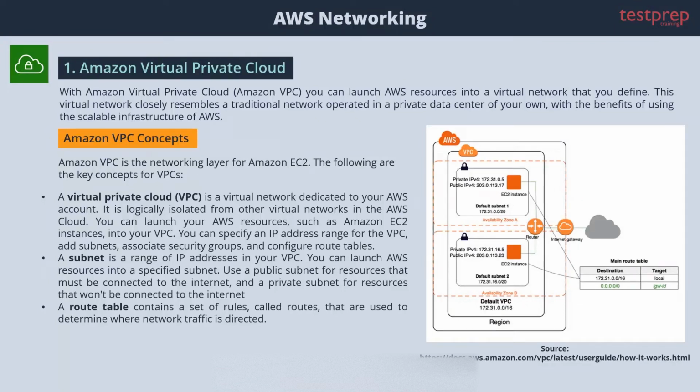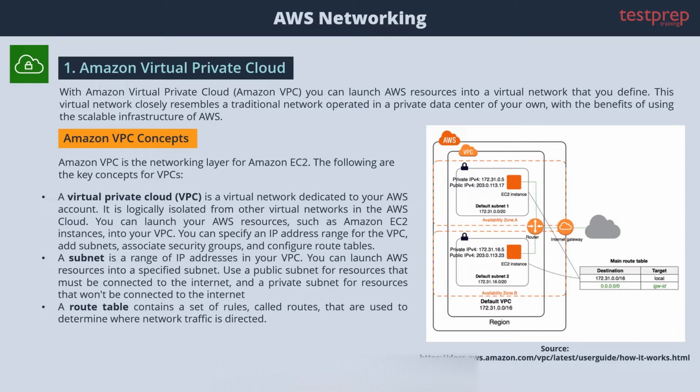The following are the key concepts for VPCs. A virtual private cloud is a virtual network dedicated to your AWS account. It is logically isolated from other virtual networks in the AWS cloud. You can launch your AWS resources, such as Amazon EC2 instances, into your VPC. You can specify an IP address range for the VPC, add subnets, associate security groups, and configure route tables.